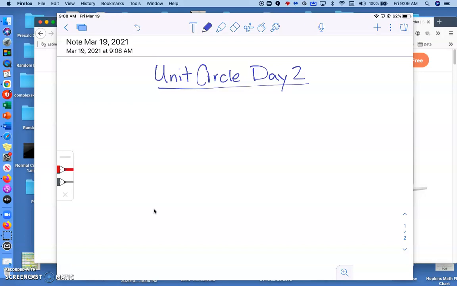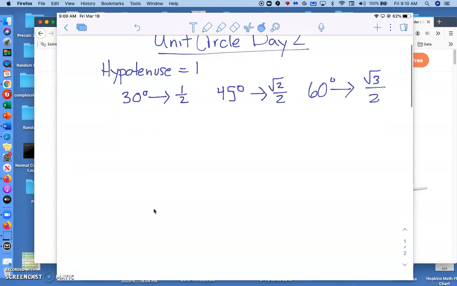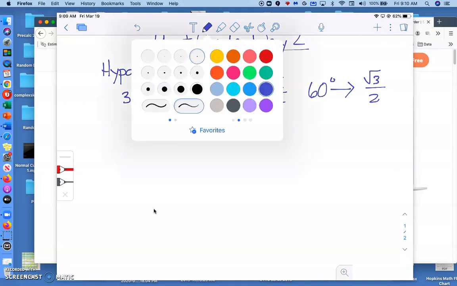When our hypotenuse is 1, opposite 30 degrees, the ratio is half. Opposite 45 degrees, the ratio is root 2 over 2. And opposite 60 degrees, the ratio is root 3 over 2. And so what we did yesterday is we started looking at all these different unit circle values, these common values.